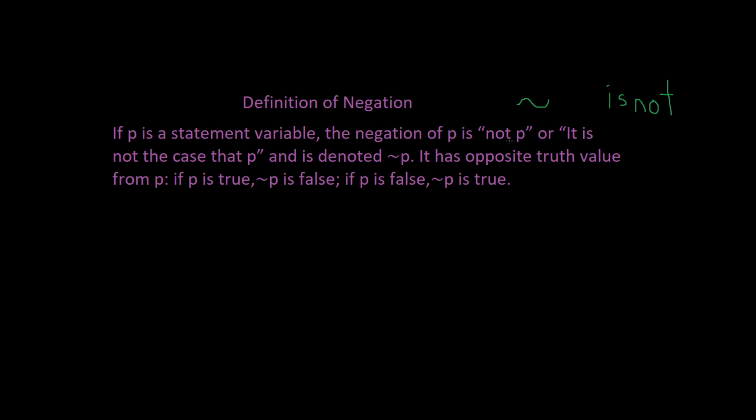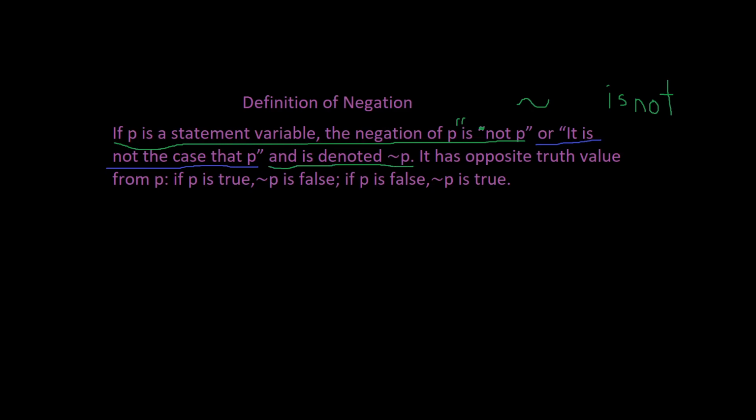And so what does that all mean? Well, it basically described everything that we already went over, except for the last part, and we'll go over that right now. So if P is a statement variable, the negation of P is not P. So we defined that already. So right here, it is not P. And this is new to us, or it is not the case that P. And that's just another way of saying it. It's not as important. And it is denoted negation P.